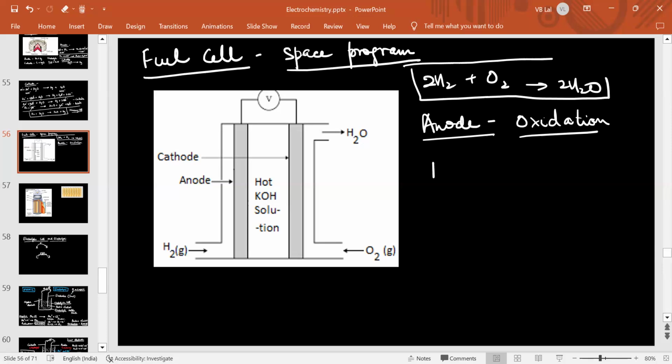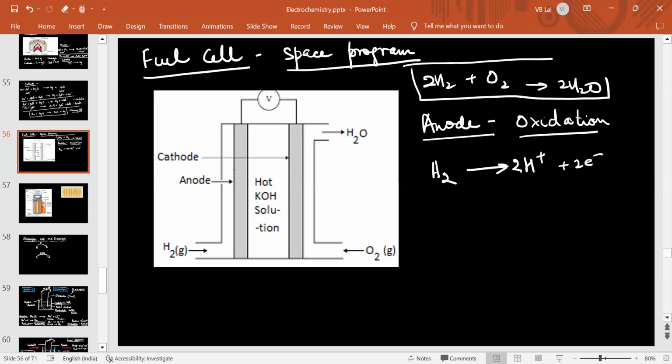So at anode, what should happen? What should happen to hydrogen at anode if it is getting oxidized? Hydrogen should change into H plus, right? This is how hydrogen is getting oxidized. Here it is 0 and here it is +1, so it is getting oxidized. Now to balance it, you add 2e minus. So this is what happens at anode: hydrogen changes into H plus and 2e minus.